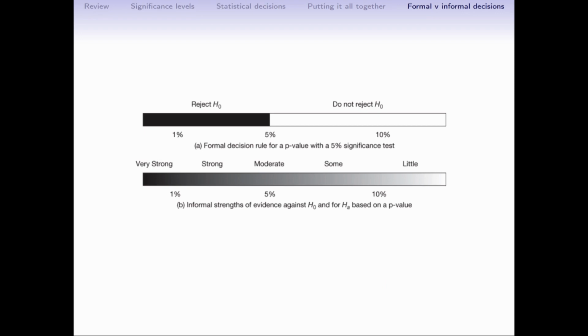So that's just a quick discussion of the difference between, let's say, a formal decision process at a fixed alpha value and kind of a sliding scale of terms that we could use to indicate the strength of our evidence. Okay, so that brings section 4.3 to conclusion. Until I see you again for section 4.4, take care and be good.